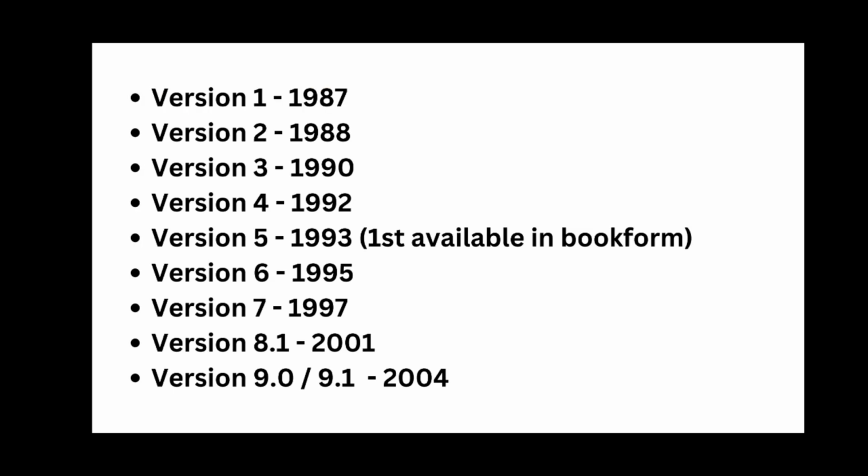In Synthesis, there are different versions published in different years. The first version was published in 1987, version 2 in 1988, version 3 in 1990, version 4 in 1992, version 5 in 1993. This is the first available in book form. All the previous ones are in computer form.